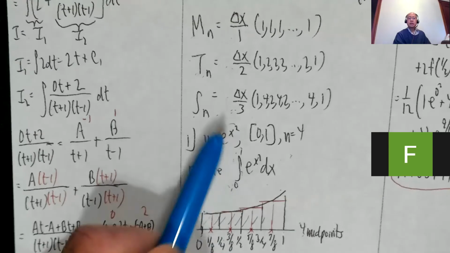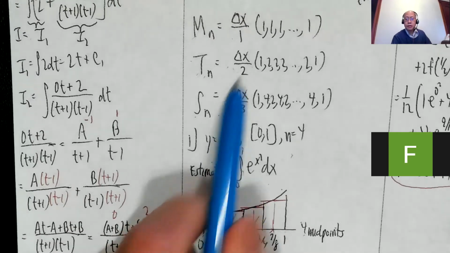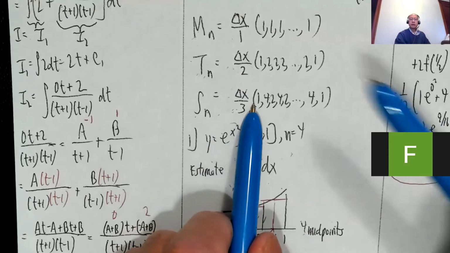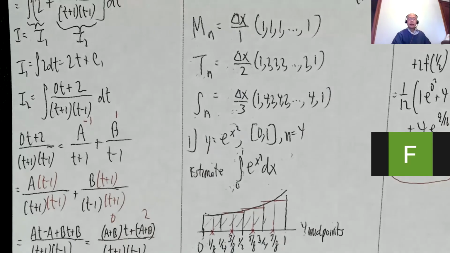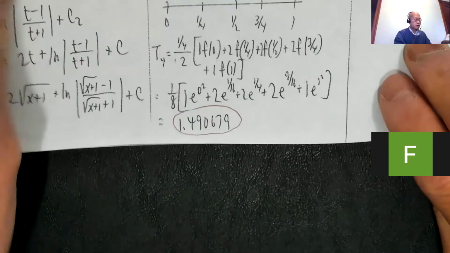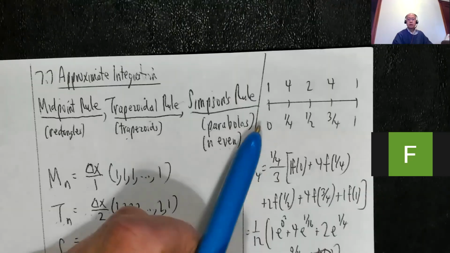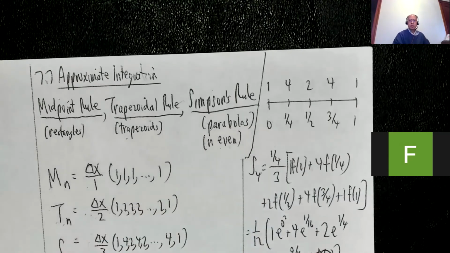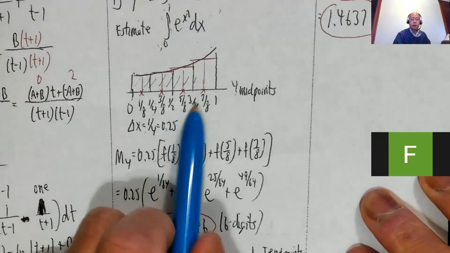Okay, Simpson's rule. Just like trapezoidal rule, except instead of delta x over 2, it's delta x over 3. And it goes 1, 4, 2, 4, 2, 4, 2, 4, and so on, ending with 1. And it only works when you have an even number of subintervals. Okay, so here's Simpson's rule. 0, 1/4, 1/2, 3/4, 1. So notice all of them were doing 0, 1/4, 1/2, 3/4, 1.